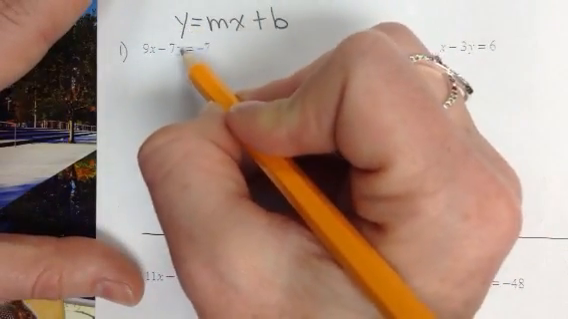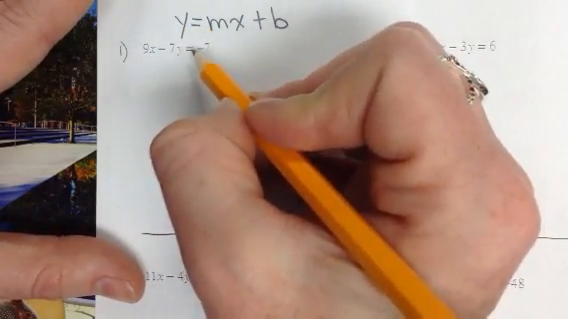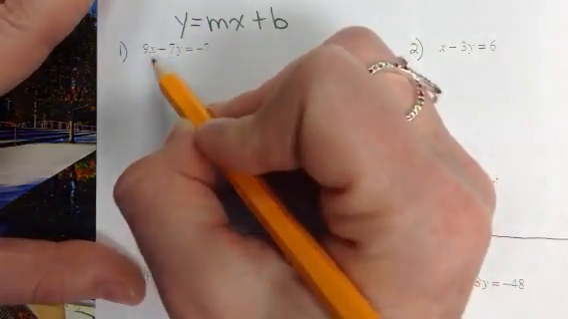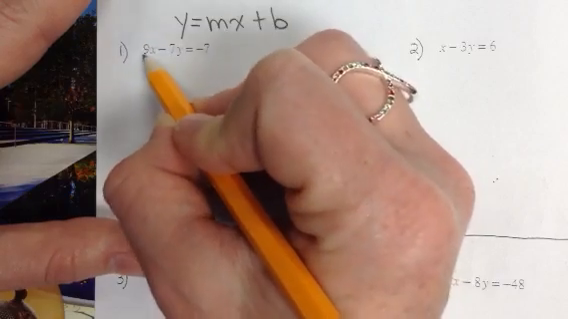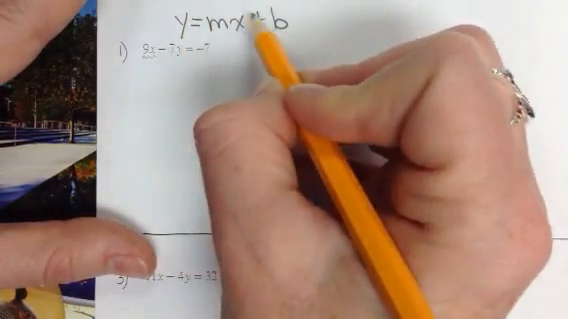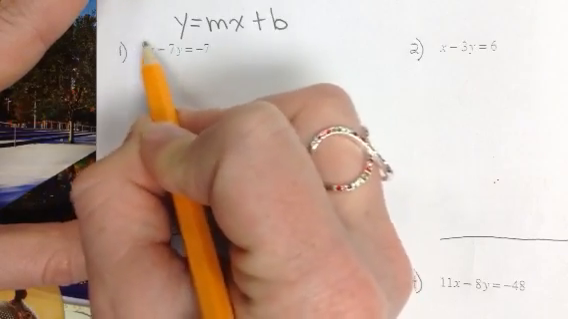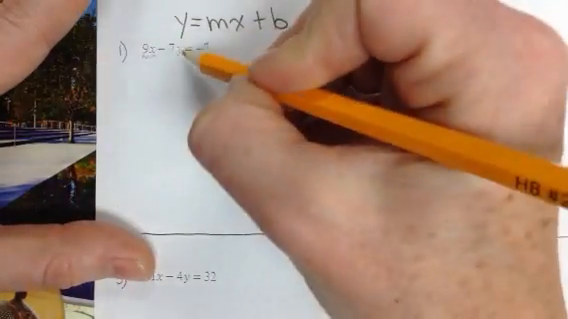So notice that y is already on the correct side of the equal sign. It's right to the left. That's where I want it to be. But this x term right here needs to be behind the equal sign. So that's what I'm going to move first. This is a positive 9x.